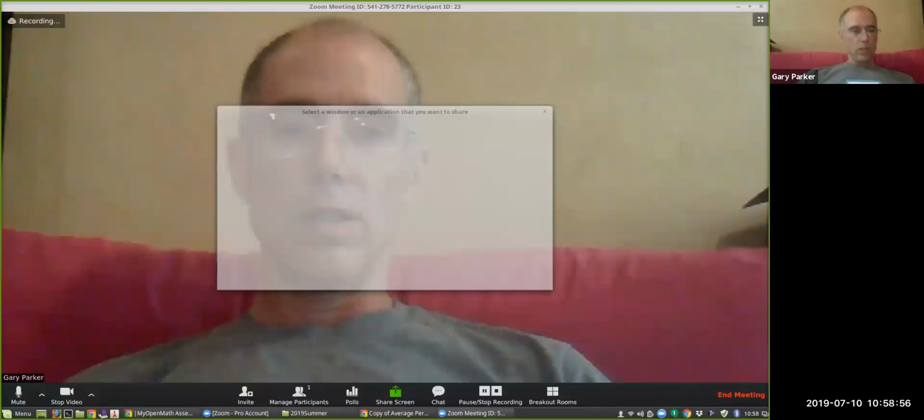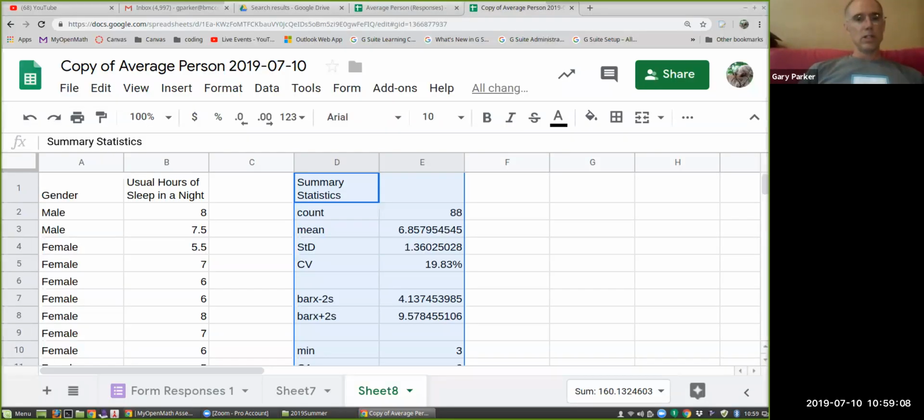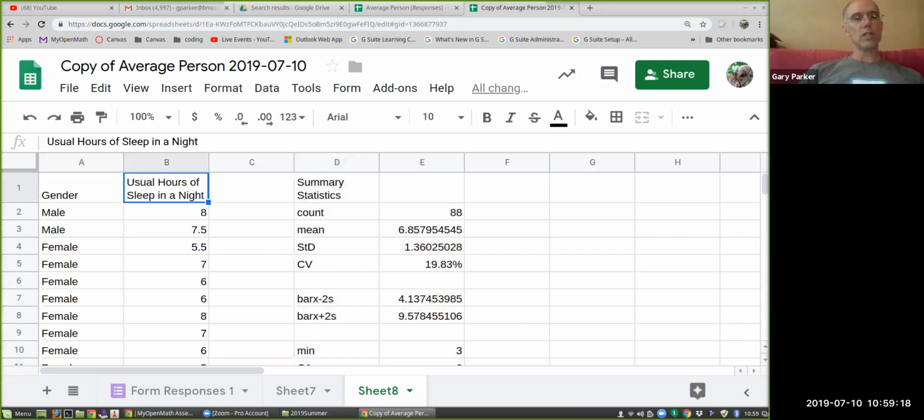So I have a spreadsheet here, filled up a little bit, based on a survey I gave to my statistics and algebra classes this year and last year. I asked them a bunch of questions about things about them and their habits. So I summarized just part of it here. I have the gender of students that responded versus their usual hours of sleep in the night. And I want to look at some summary statistics.